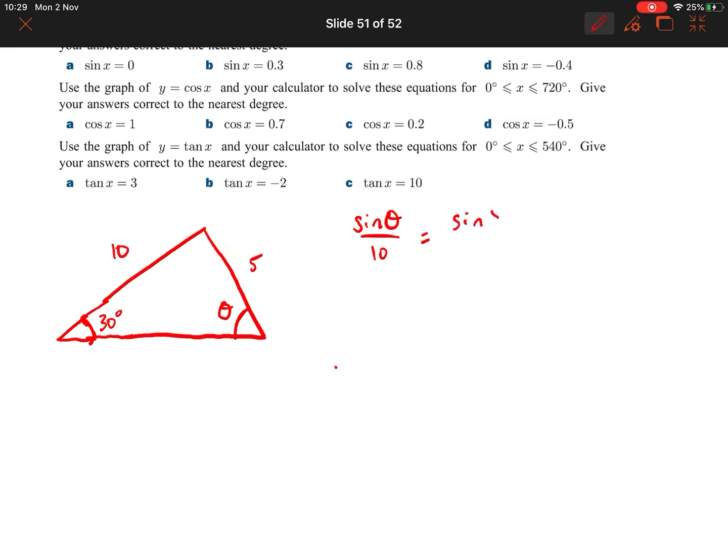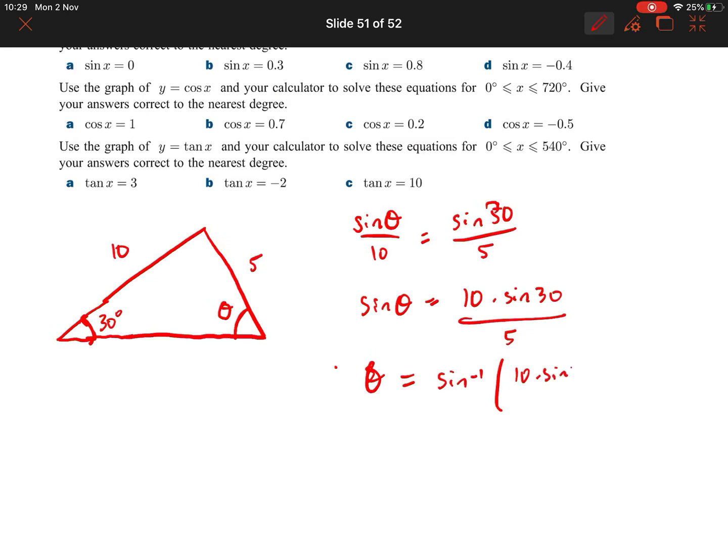So we could say that sine of your angle over 10 is equal to the sine of 30 over 5. So the sine of your angle is equal to 10 times sine 30 over 5. And so theta is equal to inverse sine of 10 times sine 30. Actually, I think I've picked a duff question here. Let's make that 6. Does that work?